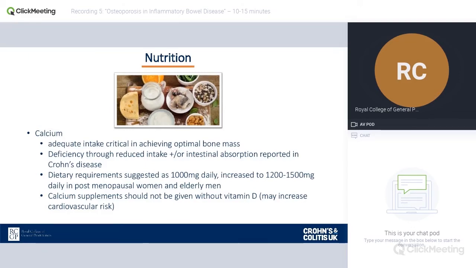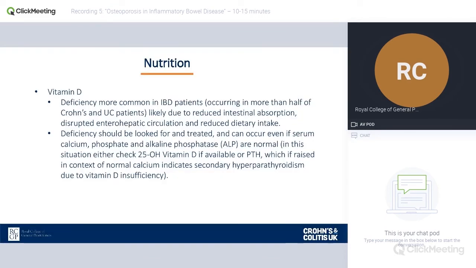Calcium supplements are a little bit controversial because there is some suggestion that if they're used when there isn't a deficiency or a lack in the diet, then they can increase cardiovascular risk, and they shouldn't therefore be used without vitamin D in association. But I think most that we prescribe would be a combined preparation anyway.